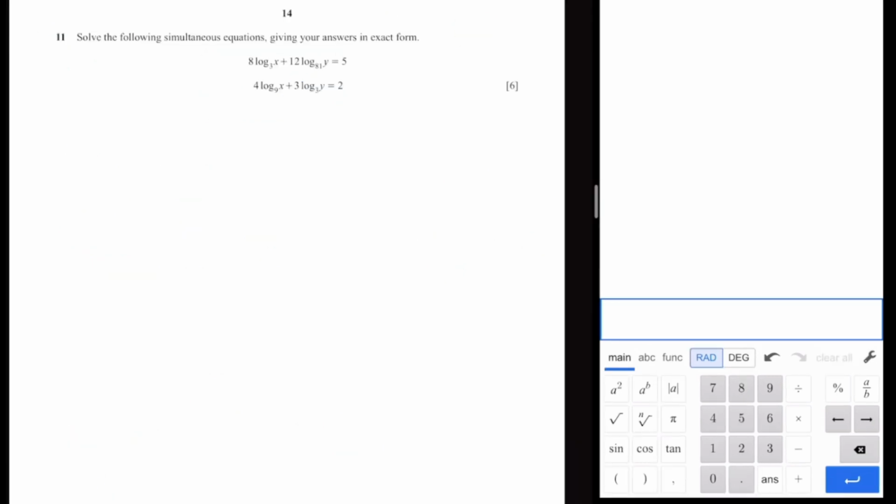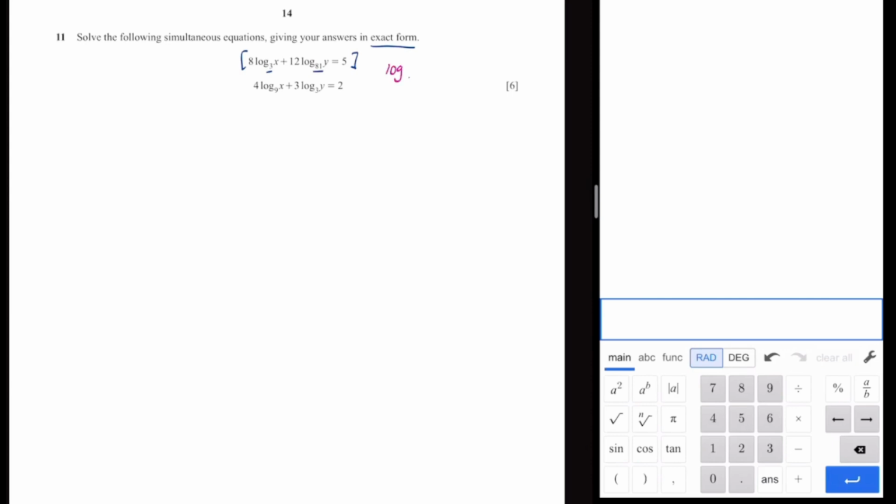Okay, we'll look at question number 11. Solve the following simultaneous equations giving your answer in exact form. There is no way that we can solve when it's presented to us in logarithmic form, so we have to do something. And notice that the bases are actually different. So how do we switch the base?